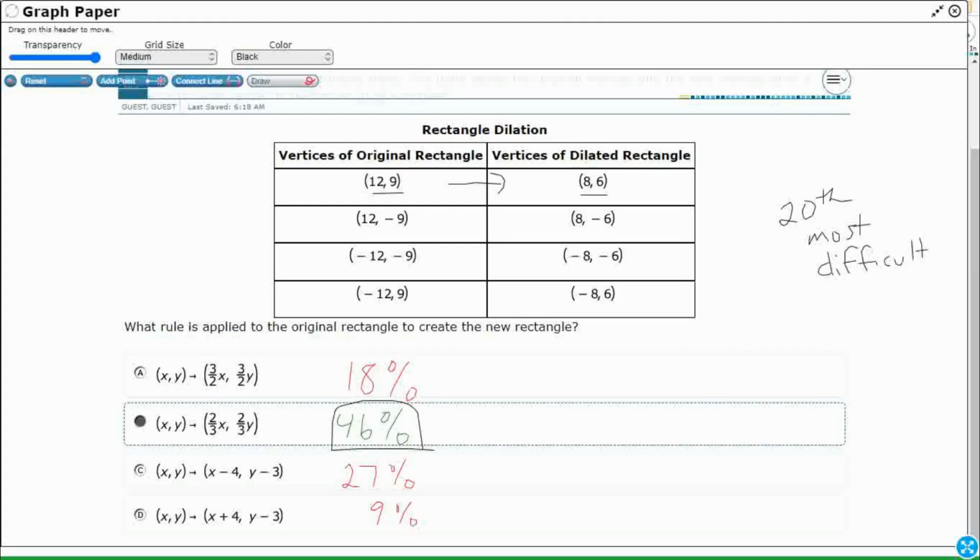Hopefully, we were able to understand that when we see that term dilated, that means it's increasing or shrinking in size. It's getting bigger or smaller. It's not a transformation like a translation or a rotation or a reflection.